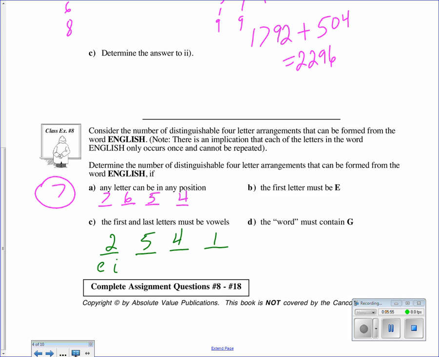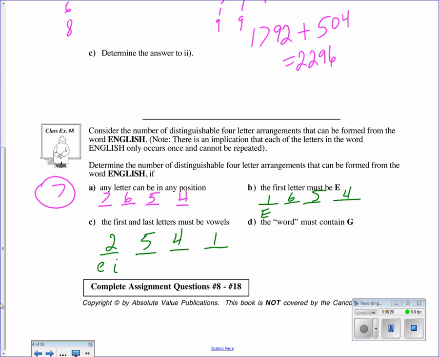Now, if the first letter must be an E, do I have a choice for that? There's only one E, so there's only 1 choice for the letter E. And then I've got 6, 5, 4 choices left for the other positions. The word must contain G. Now here's an interesting one that I wanted to work out in a little bit more detail.